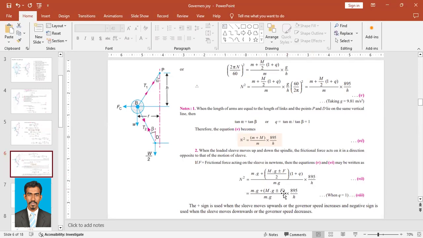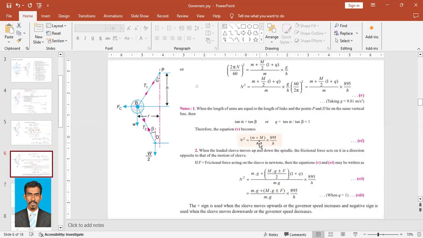So the format will be changed as this if the friction is acting plus the Q is 1, right? The plus sign is used when the sleeve moves upwards or the governor speed increases, and the negative sign is used when the sleeve moves downwards or the governor speed decreases, right? So based on the direction of friction, either we will add it or subtract it from the equation, right?